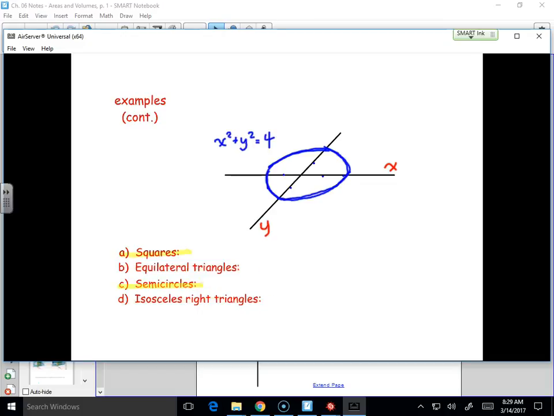I've seen them use semicircles before. Equilateral and isosceles right triangles, I don't believe I've ever seen them used before. They're kind of messy, as far as the area formula. So we might talk about those another day in like the AP review, but let's just do squares and semicircles for right now, okay?